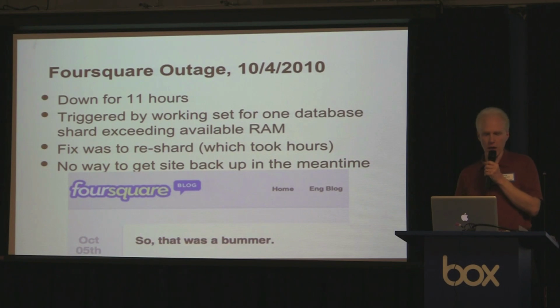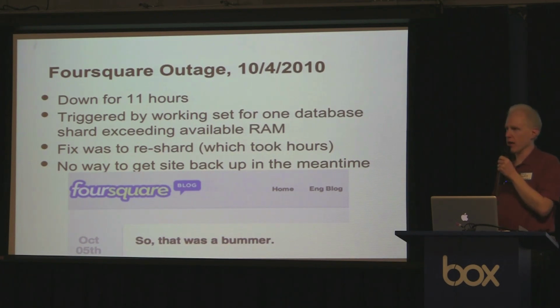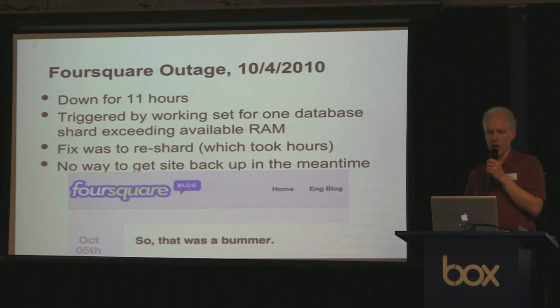So here's another case study. Some of you may remember that a couple of years ago in October, Foursquare had a big incident. They were down for 11 hours. The triggering event was that one of their database shards, the working set on that shard, exceeded the available RAM in the server. There was just no way out of the problem except to reshard the database, no way to get the site back up in the meantime.